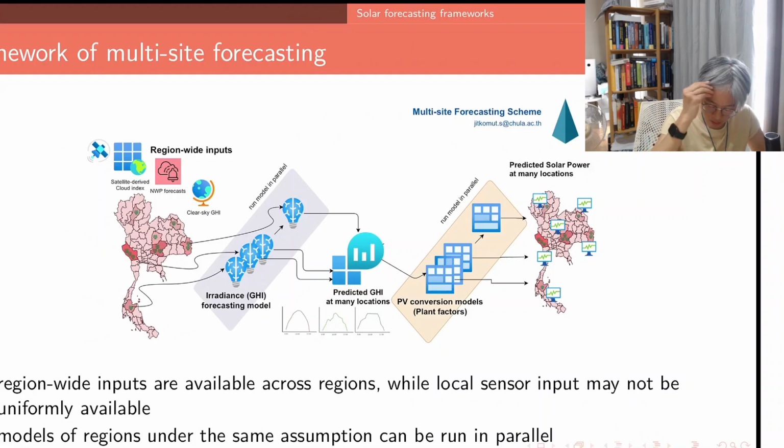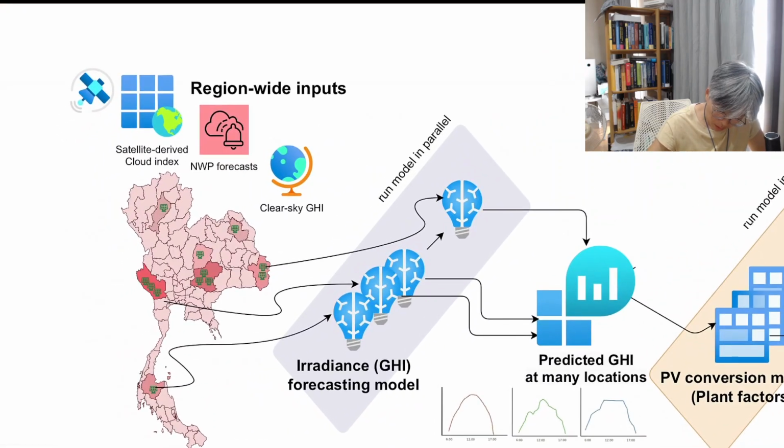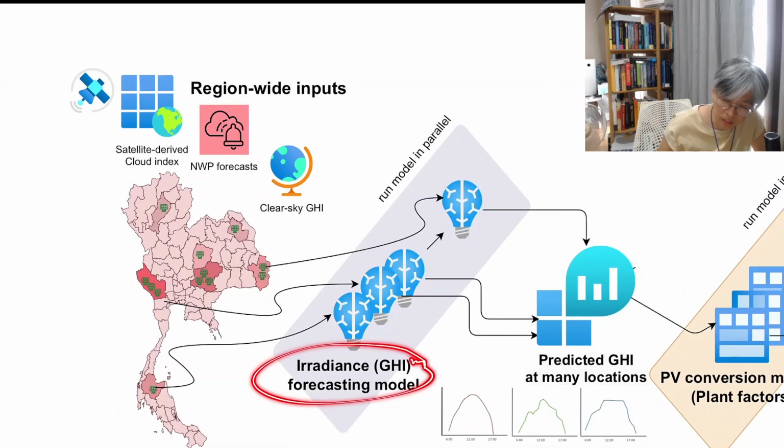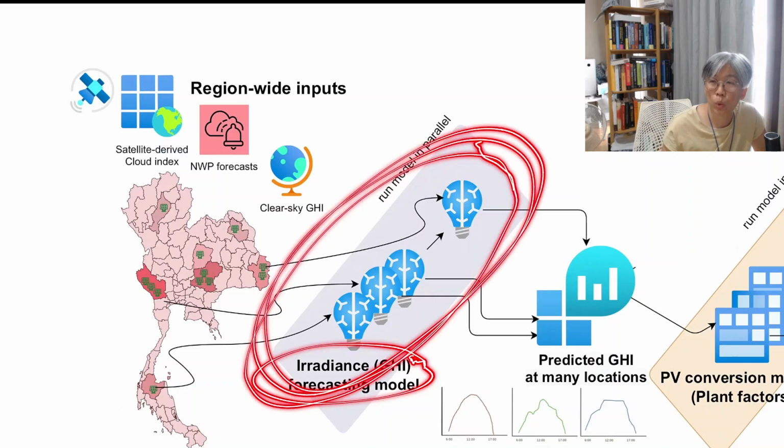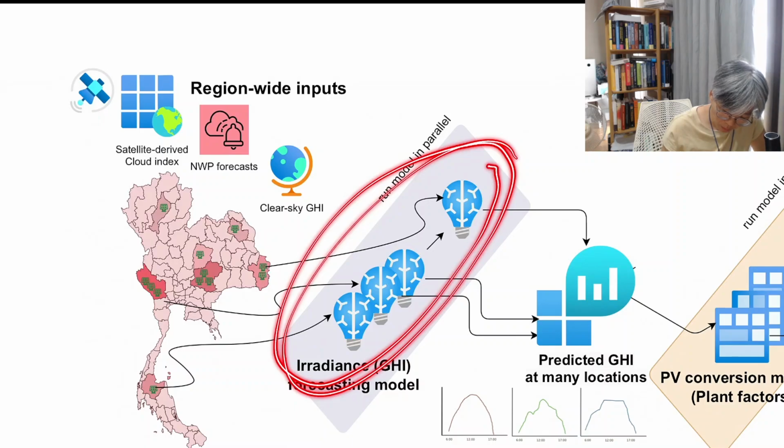Because you have multi-site, this is my opinion: if you have many locations, I would go with the indirect approach, where I develop an irradiance forecasting model first, because this model should explain the physical characteristics of the sun. I would develop this universal model.